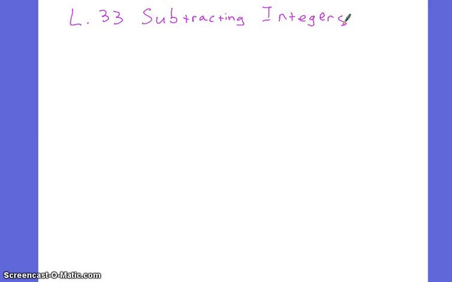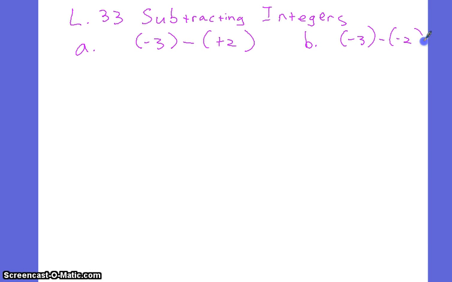So we're going to be doing some stuff. We're going to be changing some problems around. So let's take a look at A, which is -3 minus +2. And let's also take a look at B, which is -3 minus -2. Okay, so we got two things that we're doing. And it's really helpful to do the additive inverse when we're doing these problems to help us solve them correctly.